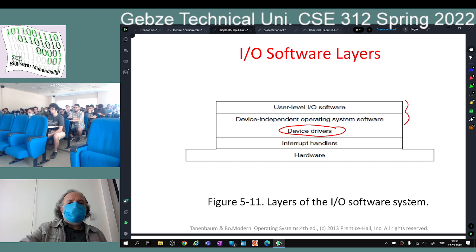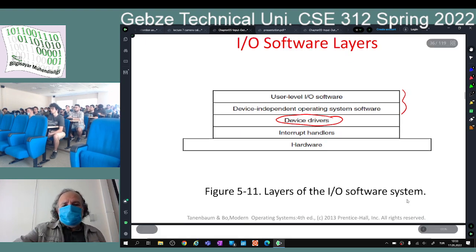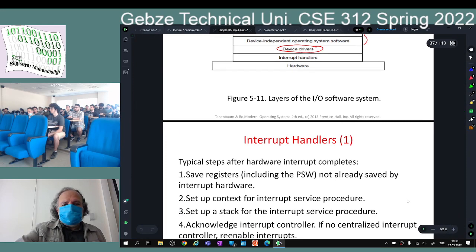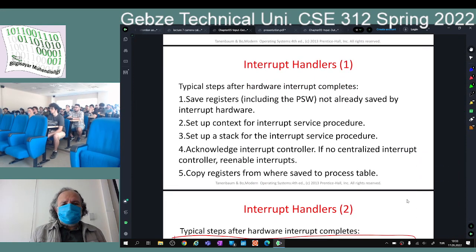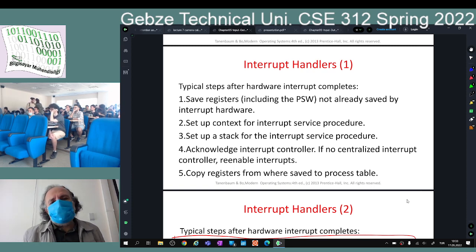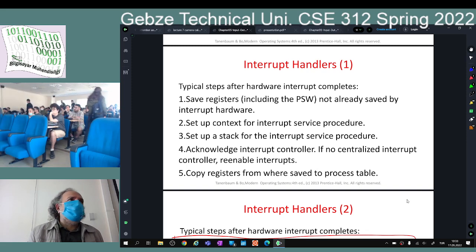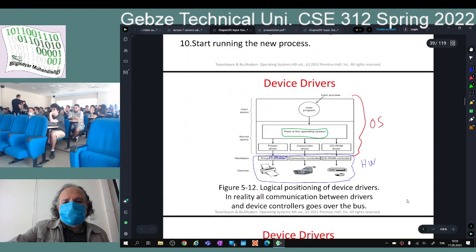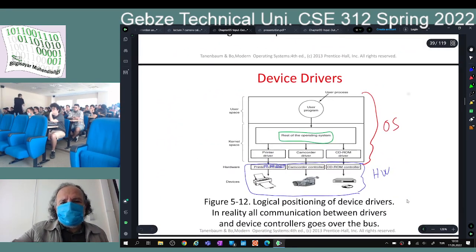On top of it, we have the device drivers, and let's talk about the device drivers. I think we talked about the interrupts many times. I am not going to talk about it again. So when the interrupt happens, there are things that hardware does, and there are also things that the software does after that, and the software part, of course, belongs to the operating system. So let's talk about these device drivers.